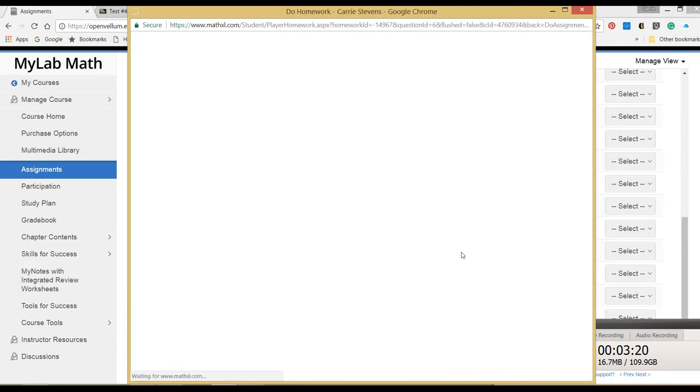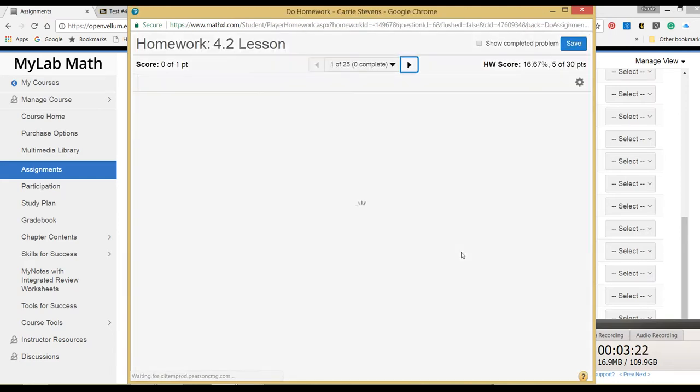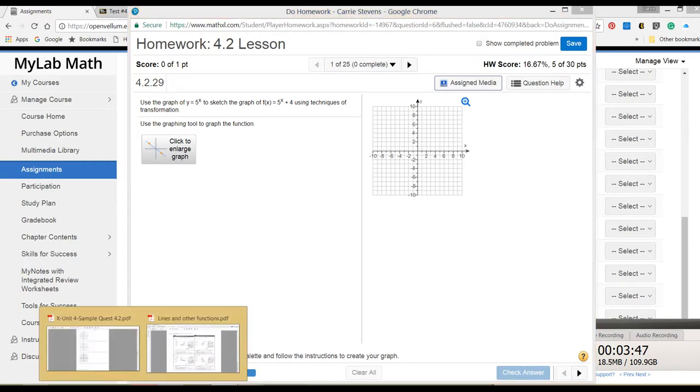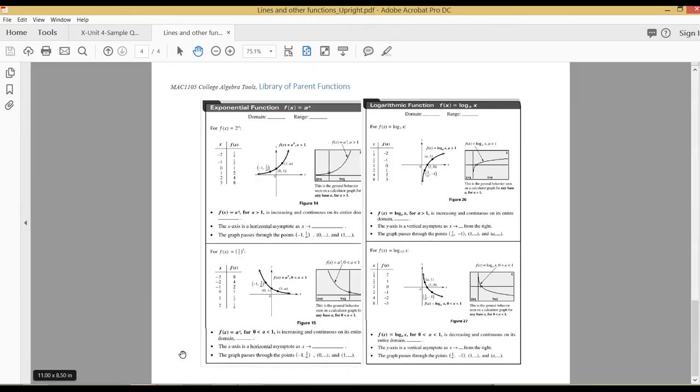All right, so question number 1 here asks us to use the graph of y equals 5 to the x power to sketch the graph of f of x equals 5 to the x power plus 4 using techniques of transformation. In a previous section, we learned how to apply transformations to basic parent functions, and this is the same idea. I just want to remind you of this handout I gave you, which summarizes.